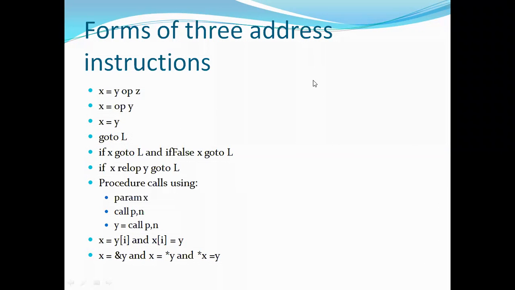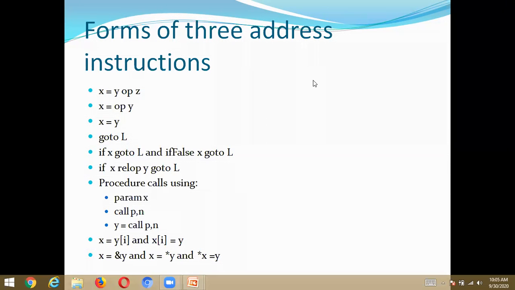And for the expressions we are going to represent by using such forms. Go to L, if go to L, and if false X go to L. And these are all for the conditional statements. We are having the lines of code for the conditional statements, then we choose these forms of representation.